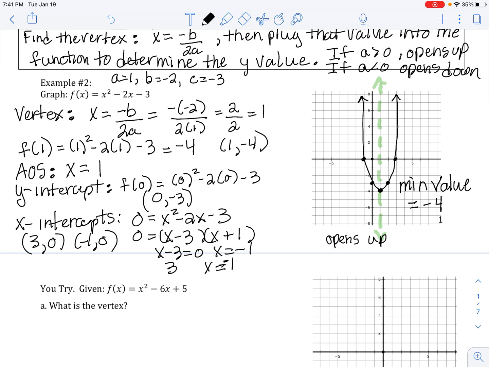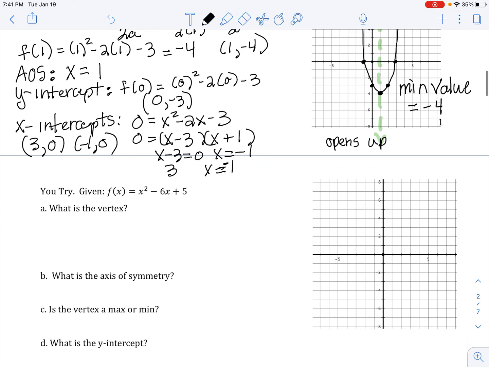Now you're going to try an example on your own. So you may need to look back up in your notes. And I'm going to pause in Edpuzzle and ask you some questions. Okay? So we'll begin by what is the vertex? So I would like you to use the steps in the example to determine the vertex. So I'm going to pause. You can put it in the box and then restart the video.